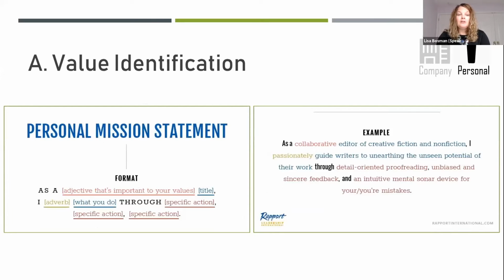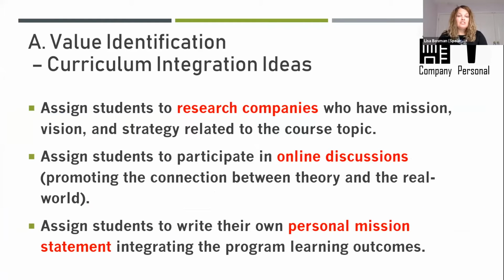And then the third example here is a personal mission statement. So in this example, on the left is a Mad Libs type approach, and on the right is a filled-in document. And so some ideas for curriculum integration are shown here. The first one is we could assign students to research companies who have a mission, vision, and strategy that's related to the course topic. Or we could assign students to participate in online discussions, and again, that's promoting the connection between theory and the real world. And then the third idea here is that we could assign students to write their own personal mission statement, integrating the program learning outcomes.